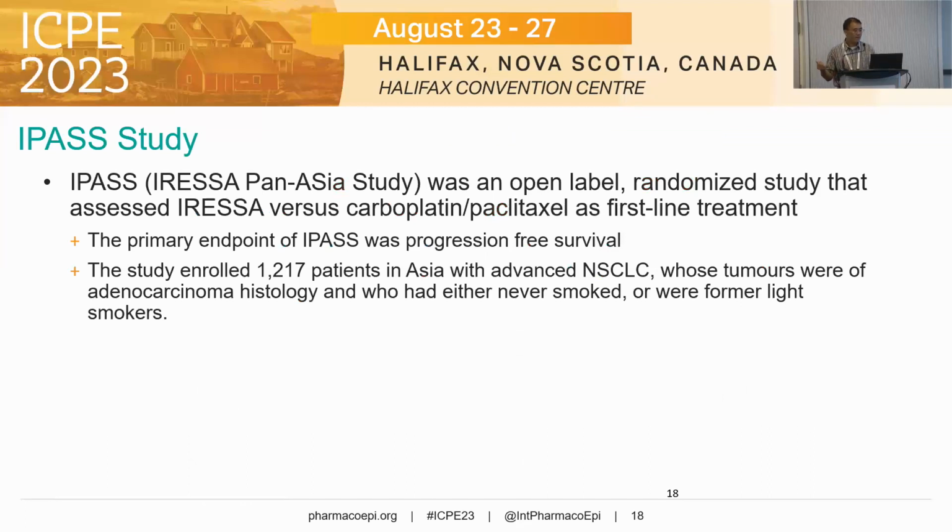So I think the company did very, very smart studies. They did an additional phase 3 trial, called the IPASS study, an open label, randomized study to assess gefitinib versus chemotherapy in the first line setting. The primary endpoint was progression-free survival. They enrolled more than 1,200 patients from Asia, with tumors mostly adenocarcinoma, and also light smokers and former light smokers.